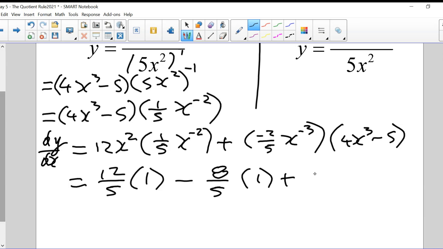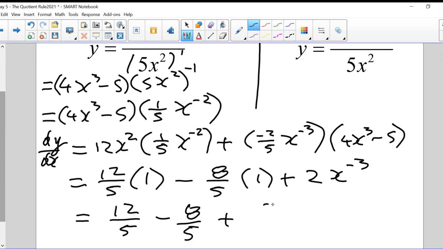So plus, let's see now, that's going to be plus 2 times x to the minus 3. I think I did that right. Let me just double check that. Minus 2 times the 4 gives me minus 8 over 5. x^3 times x^-3 is going to give me 1. And we'll multiply that by the second one, so that's plus 2 times x to the minus 3. Yeah, I believe that's okay. All right, and if I tidy this up now, I'd have 12 over 5 minus 8 over 5, and then plus 2 over x to the power of 3.